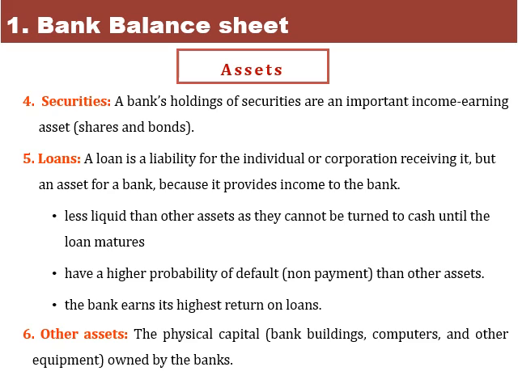What is the meaning of probability of default? It means that borrowers may not be able to return the principal of the loan and the required interest payments. On the other hand, loans have an advantage because they earn the highest return for the bank, as banks charge the highest interest rate on loans. The final item on the asset side is called other assets, which include physical capital, such as bank buildings, computers, and other equipment owned by the banks.